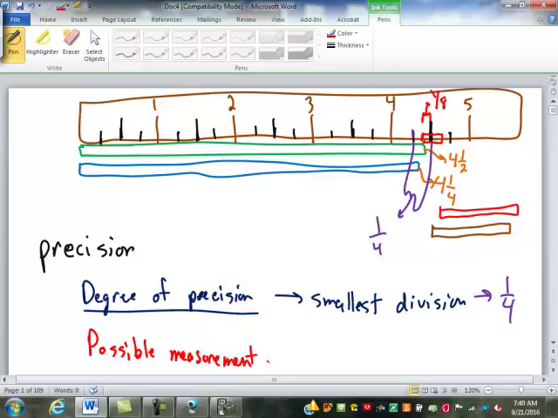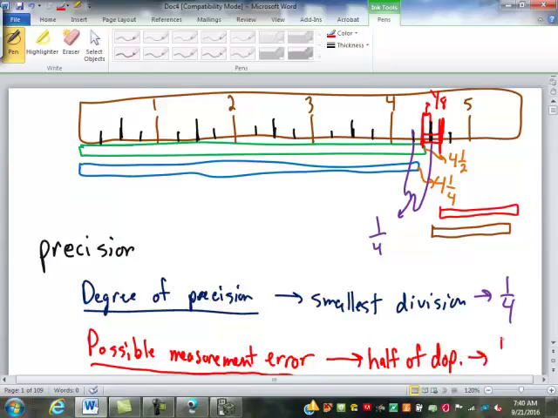And then there's the possible measurement error. We set up here, anything that's from here to here is going to be called 4.5 units. That's the possible measurement error, which is half of the smallest division. Half of the degree of precision. So for this device, that's the 1/8 unit.